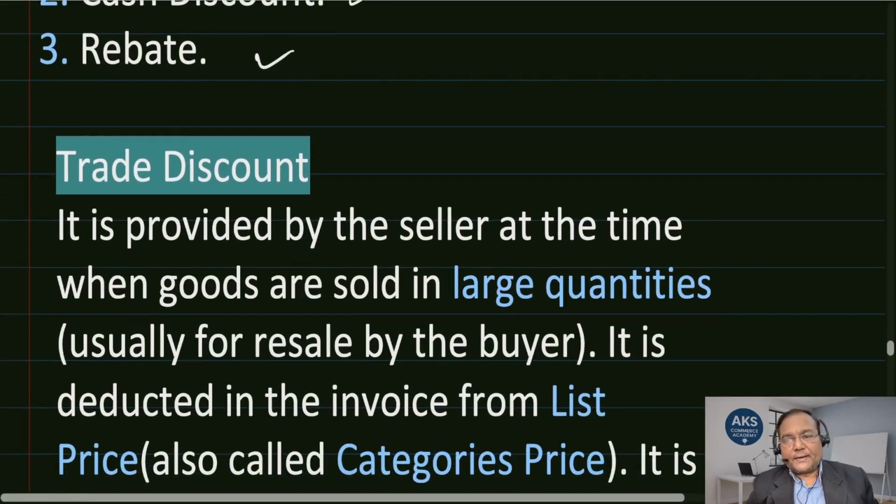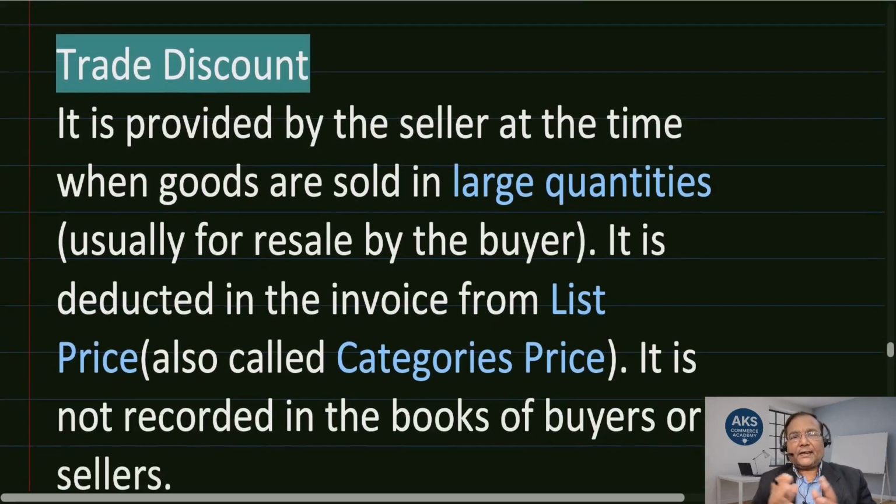It is provided by the seller at the time when goods are sold in large quantities, usually for resale by the buyer. It is deducted in the invoice from the list price. Just understand it. Manufacturers usually provide a suggested price to the wholesalers, which is the list price, meaning the price at which the wholesaler should be selling it to the reseller or the buyer. That price suggested by the manufacturer is called the list price.